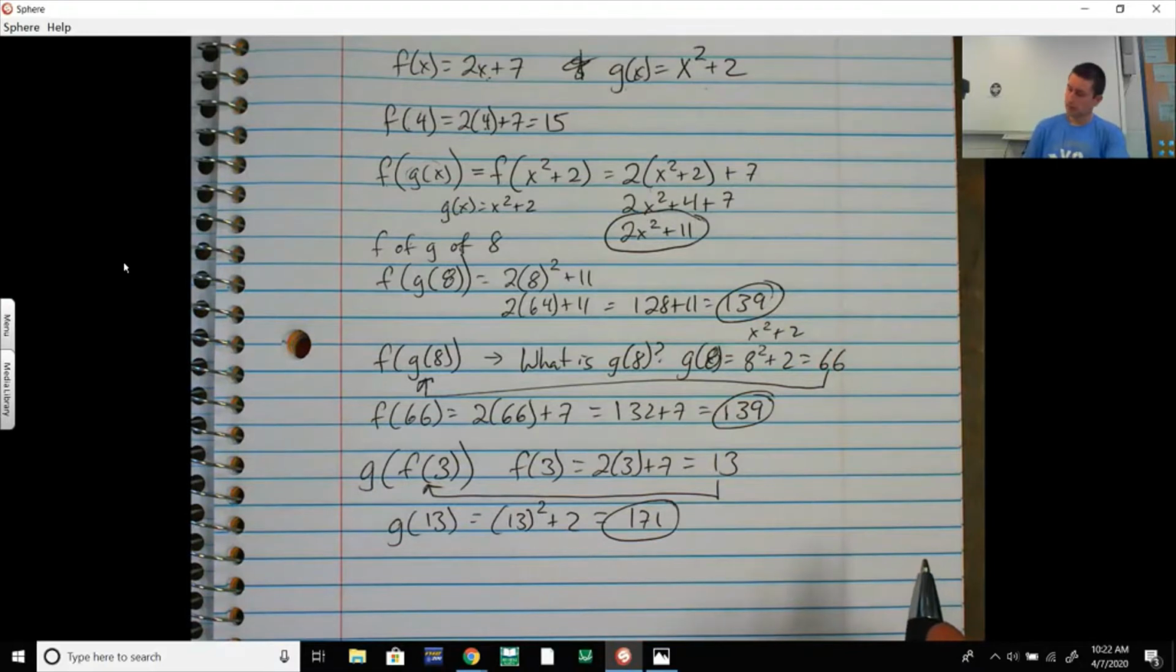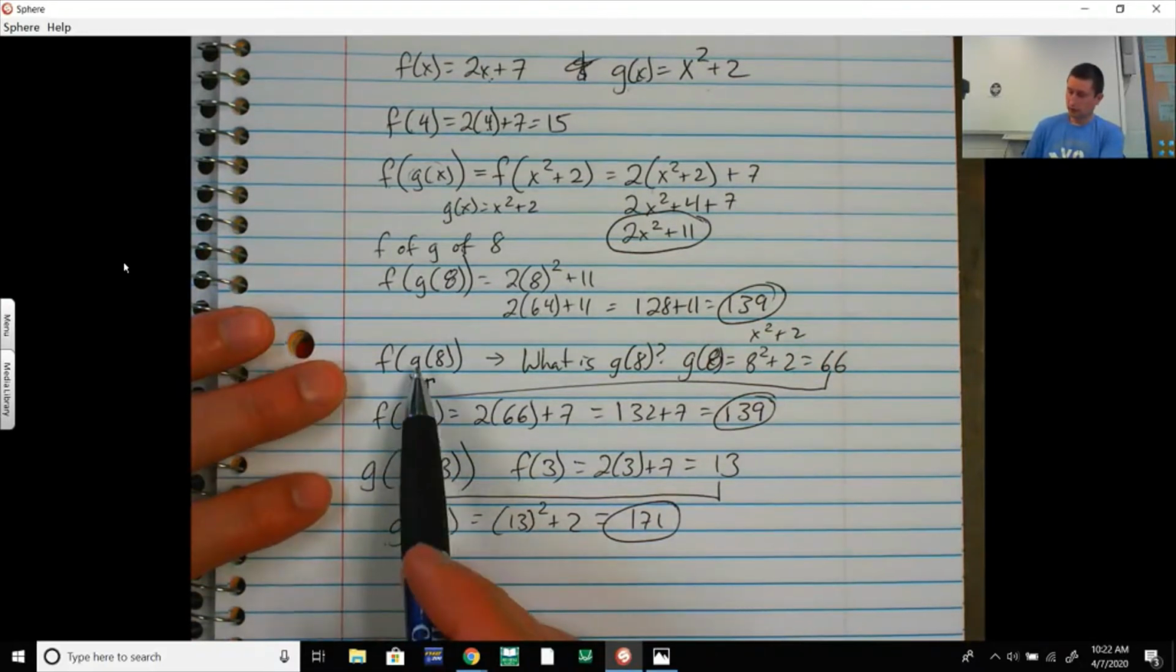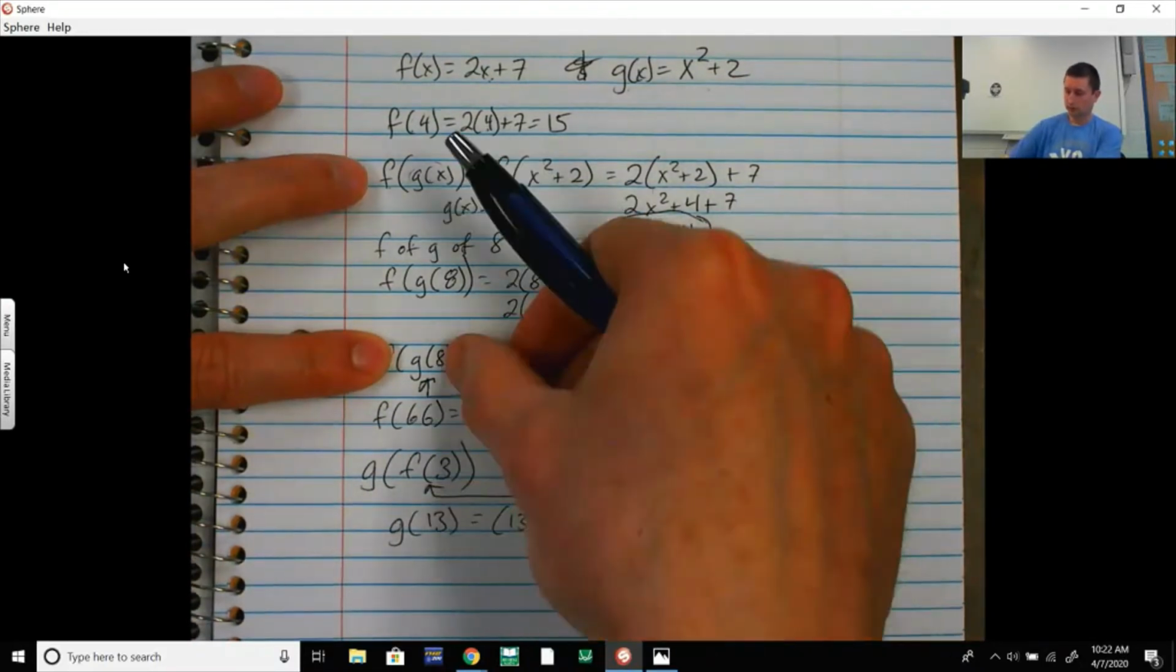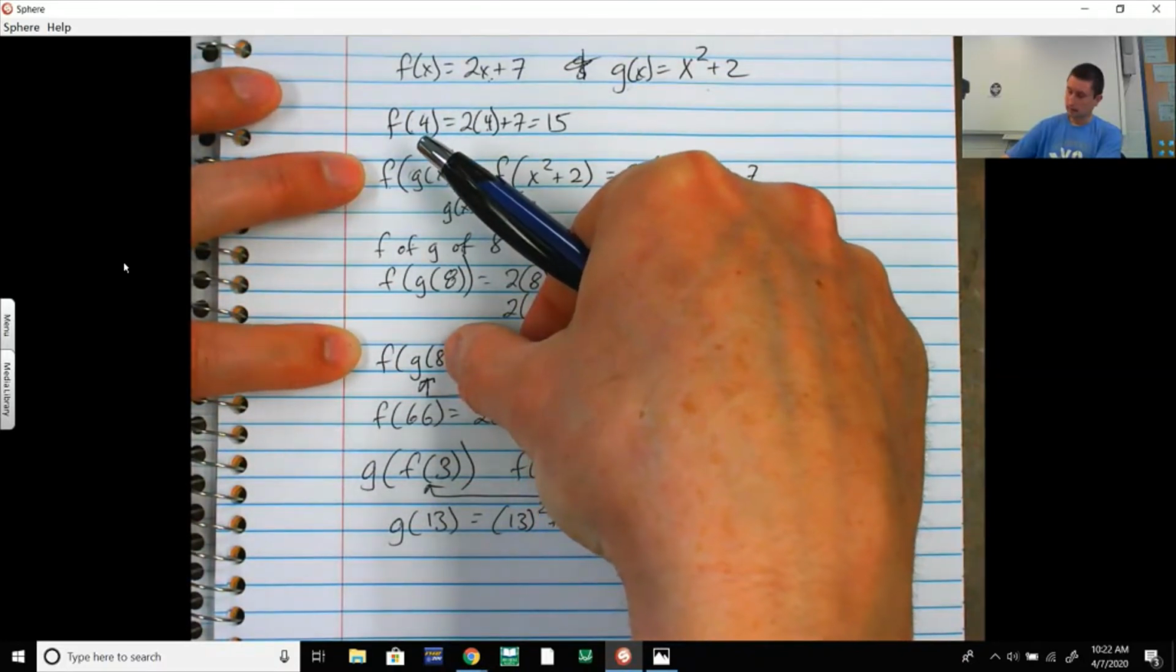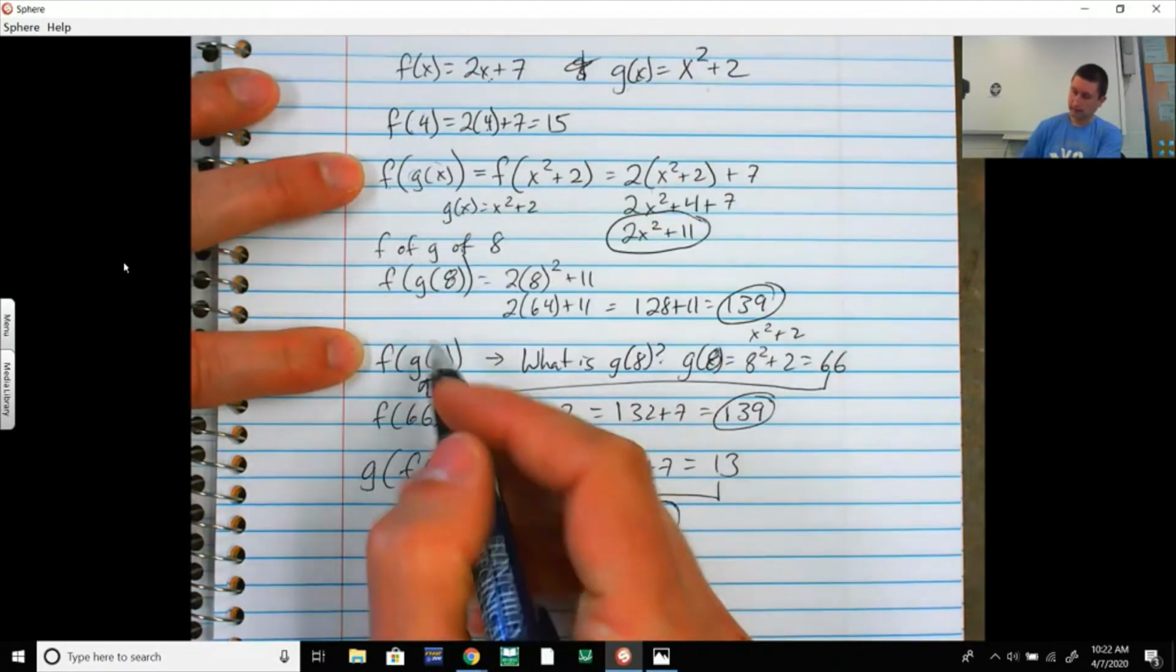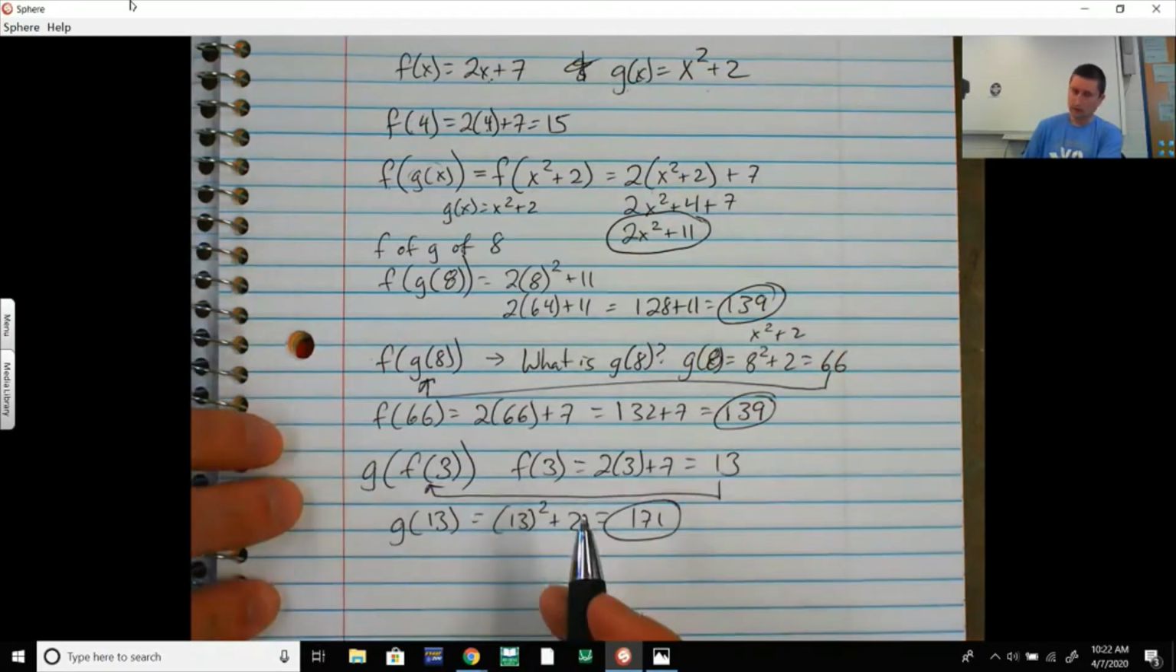Okay. So when you have these functions, you're going to plug in the first one first. So do g of 8, and then take it into the outside function. So inside to outside is what you're working here, inside to outside. You can double these up too.